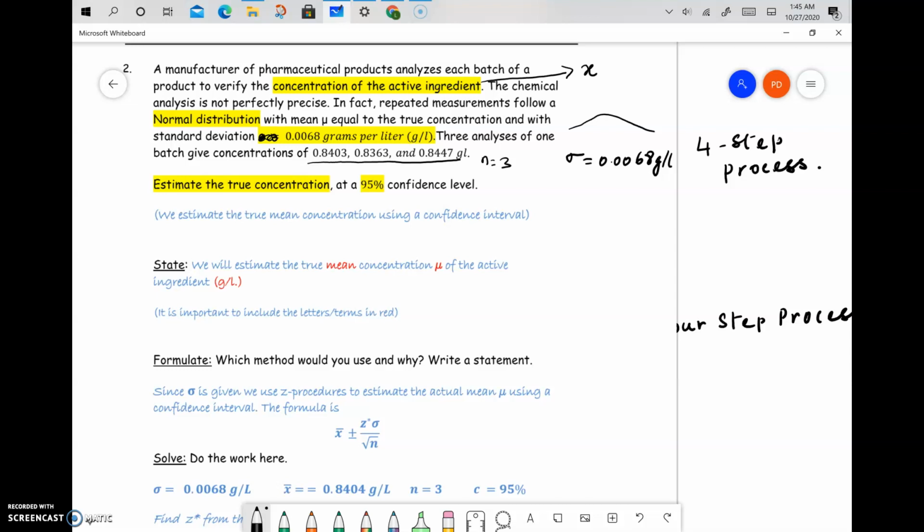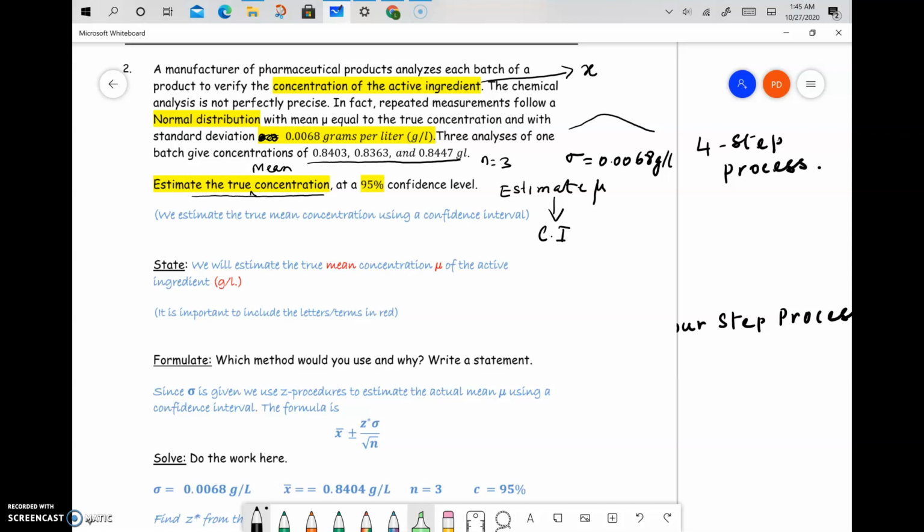So what do we mean by the four-step process? We read the question. It says estimate the true mean concentration. Even if it doesn't say mean, we can make that assumption, because what does it even mean to estimate the true concentrations? We can only give an average at a 95% confidence level. So if it says estimate the mean, how do we estimate the mean? Estimate mu, the population mean. We construct a confidence interval.